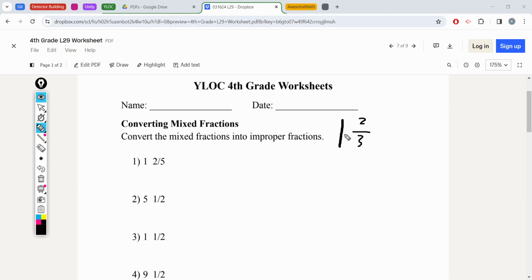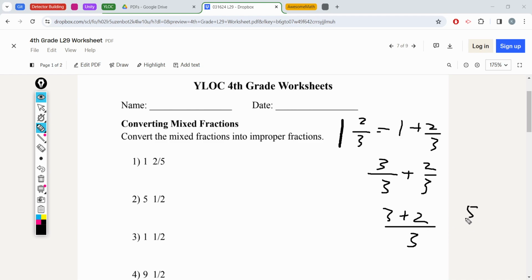So if we wanted to convert 1 and 2/3 into an improper fraction, 1 and 2/3 is basically saying the same thing as 1 plus 2/3. And then we can convert 1 very easily. It's the same thing as 3/3 plus 2/3. And so you can just add the numerators together and get 5/3. It kind of seems like a lot of steps, but it's pretty simple.